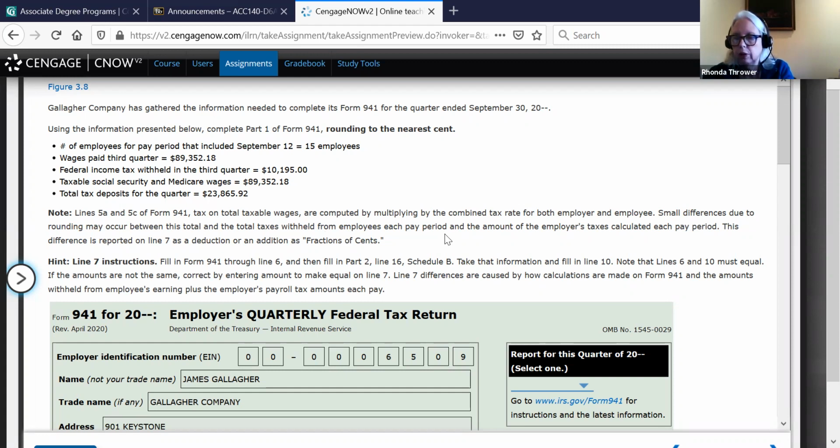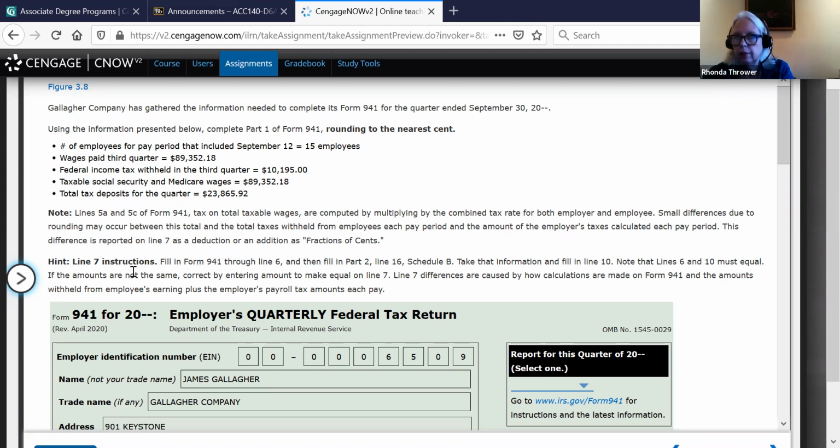Remember, there were some rounding errors or differences in what the employer matched with what the employee put in because of rounding. And so we're going to have to report these rounding differences on the Form 941. And the difference is going to be reported on line 7, as you're going to see in just a minute. It's called a deduction or an addition as fractions of cents.